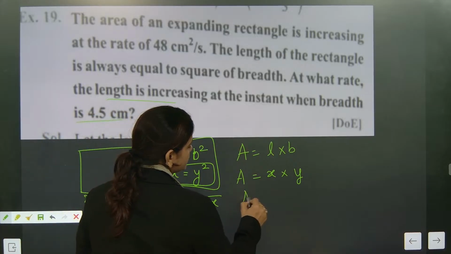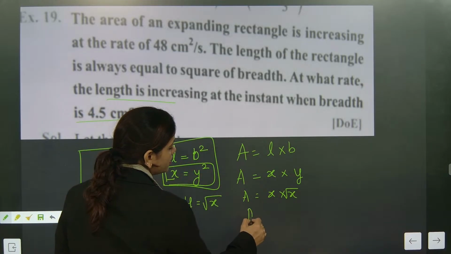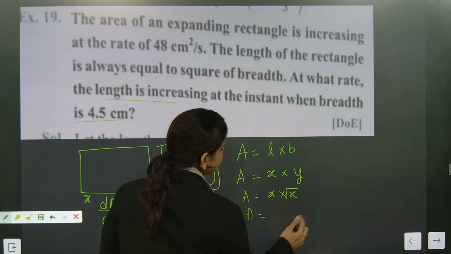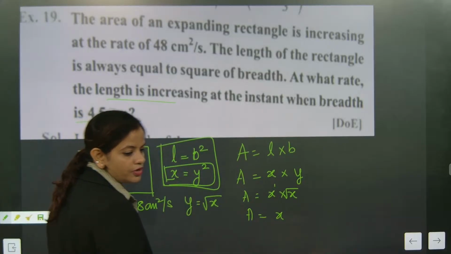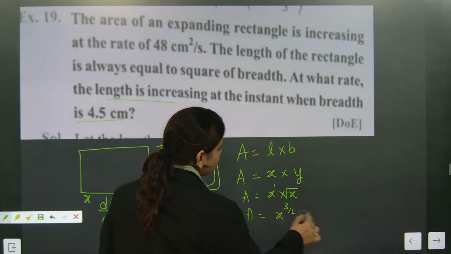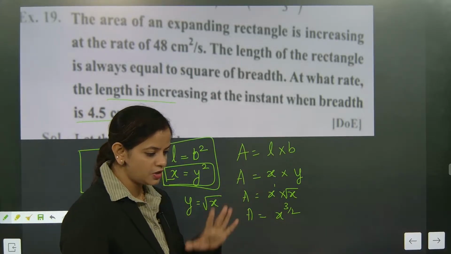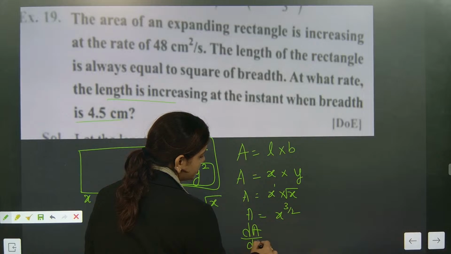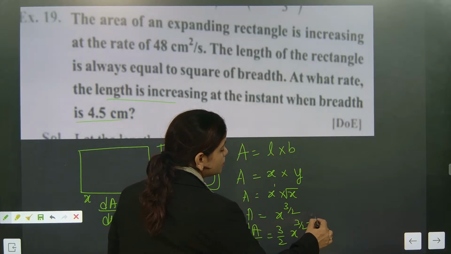So A is equal to x into root under x. What will it become? A is equal to x into x to the power 1 by 2, so it becomes x to the power 3 by 2. Once you have written it like this, now you need to differentiate it with respect to x. Once you differentiate, dA by dx becomes 3 by 2, x to the power 3 by 2 minus 1.